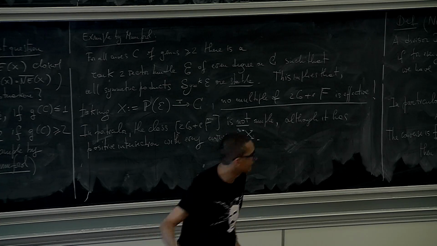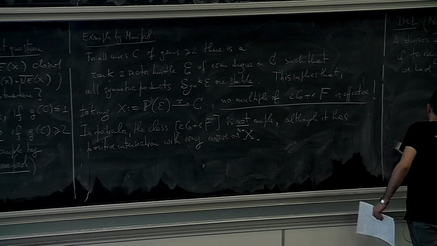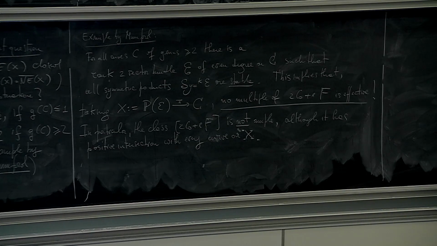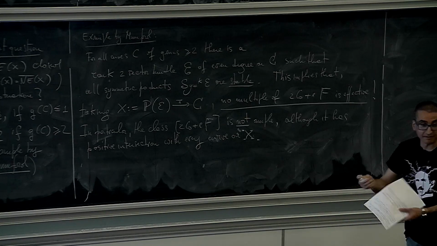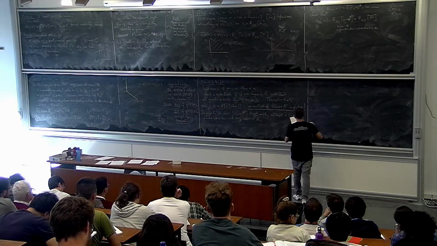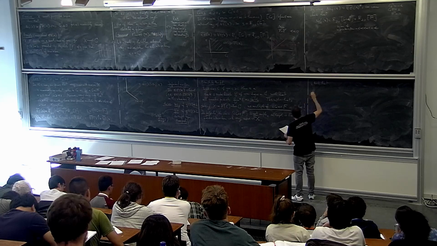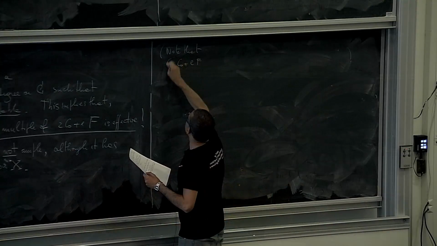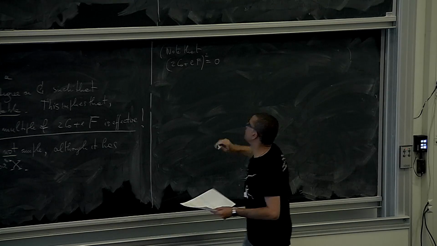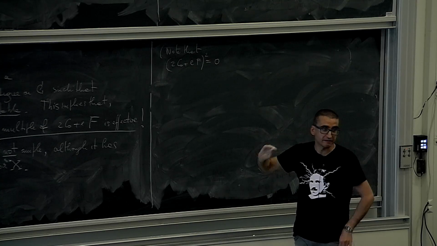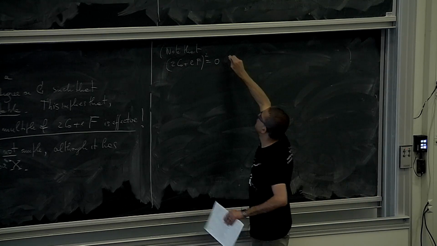So what is the situation here? We have this class, which is a nef class, but is not ample. No multiple can be effective. So in this case, this extremal ray given by this class is not in NE. It's in the closure, but not in NE. Note, by the way, that the self-intersection of this is 0. It cannot be greater than 0, otherwise by Nakai-Moishezon it would be ample, but it is not ample.